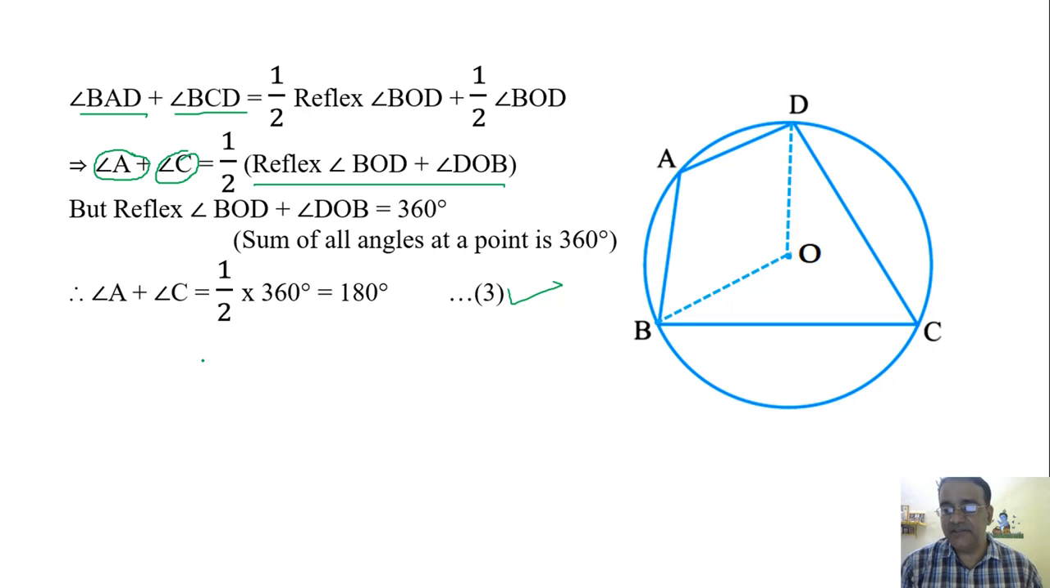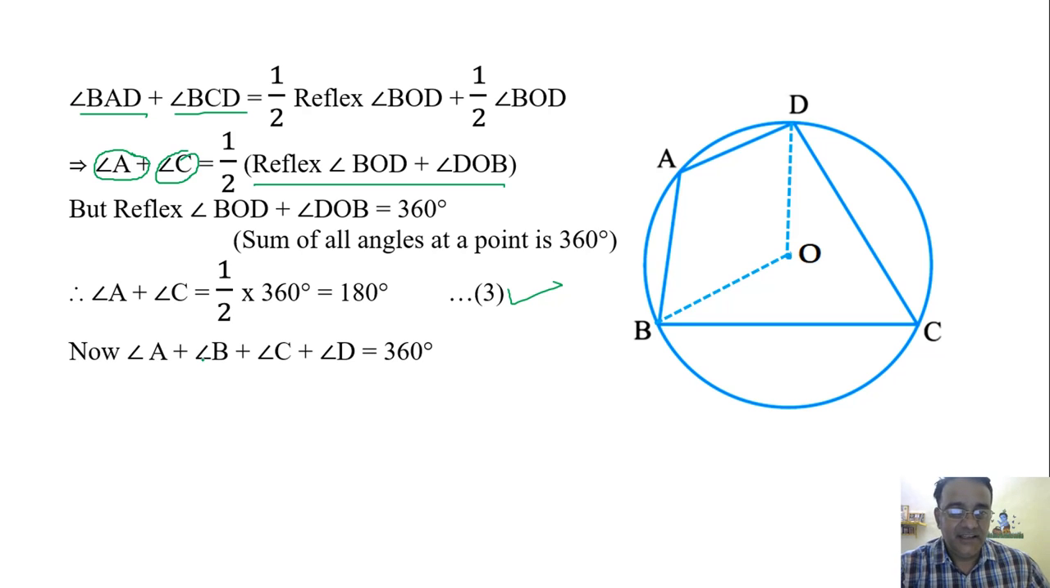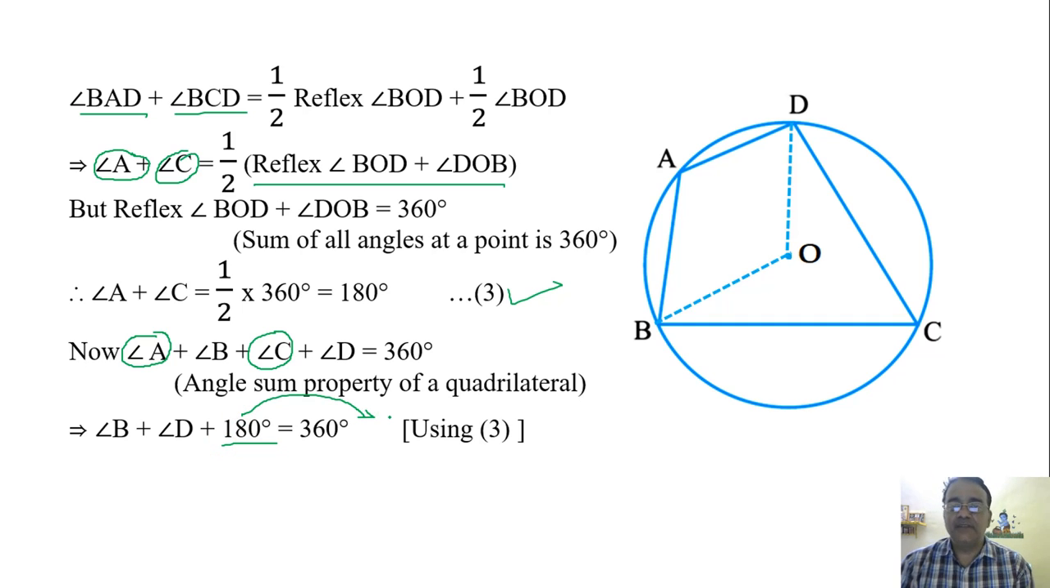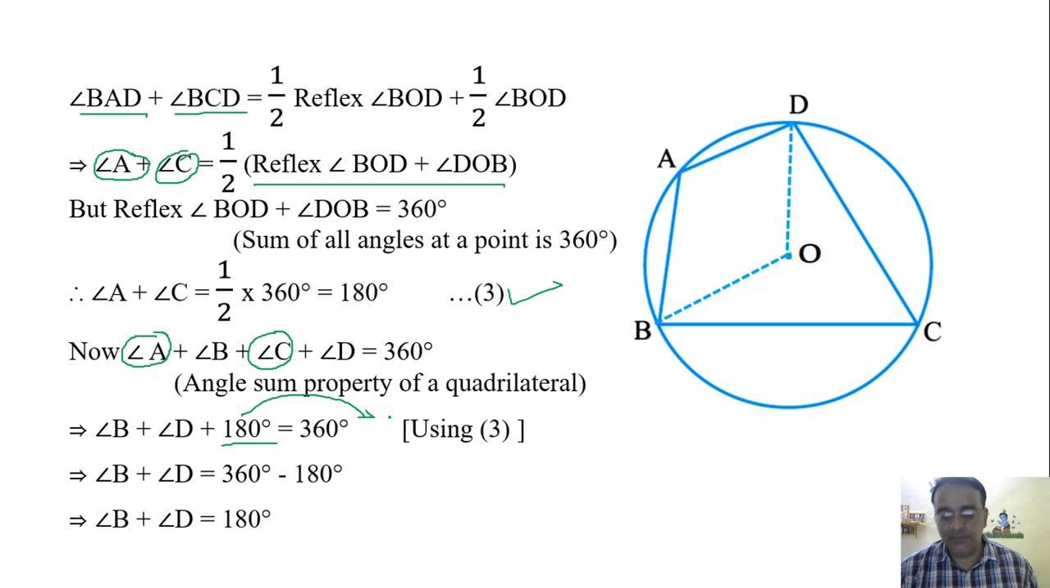Now for the second part, we have to prove angle B plus angle D is equal to 180 degrees. We know that the sum of all the interior angles of a quadrilateral is equal to 360 degrees. In this, angle A plus angle C we have already proved to be 180 degrees, so we will replace that. Now shift 180 to this side. So it becomes 360 minus 180, which is equal to 180. So this is the proof of this theorem, and this is one method.